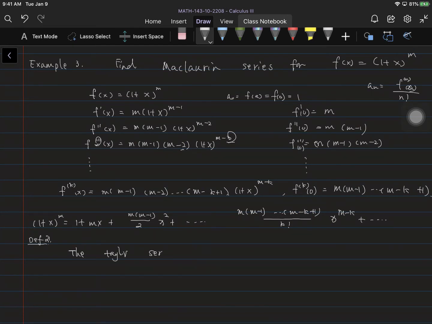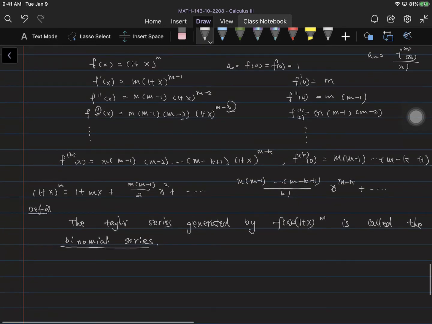The Taylor series generated by this function is called the binomial series. M is just a constant, so in the future we can use a formula to find, for example, the binomial series for 1 plus x to the fifth or 1 plus x to the 1/2. We can just use the formula.